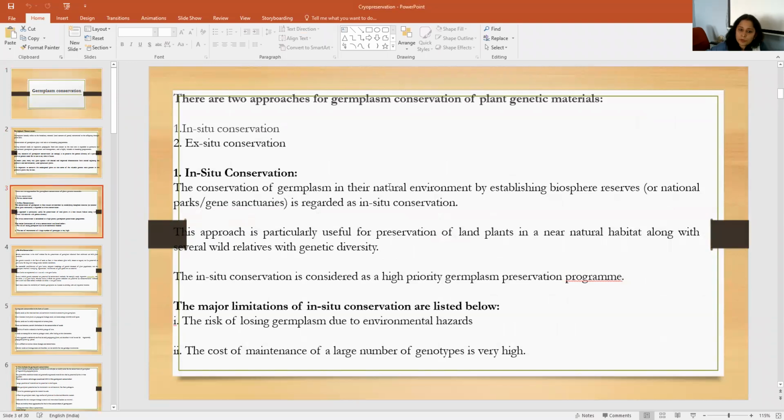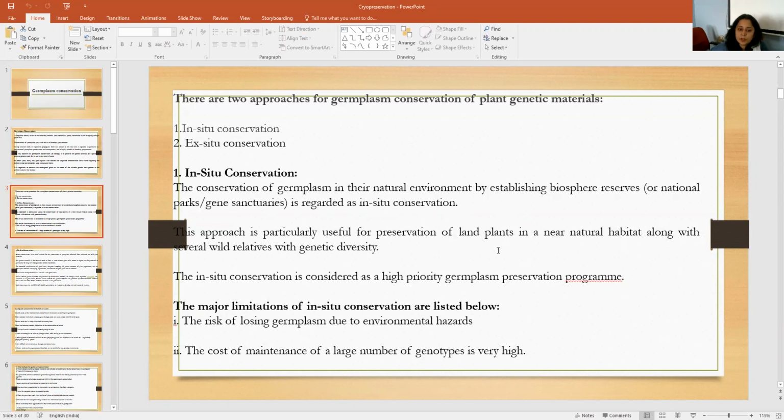Now, there are two approaches for germplasm conservation of plant genetic material: in situ conservation or ex situ conservation. What is in situ conservation? In situ conservation means the conservation of germplasm in their natural environment, that is, by establishing biosphere reserves, national parks or gene sanctuaries. All these are part of in situ conservation.